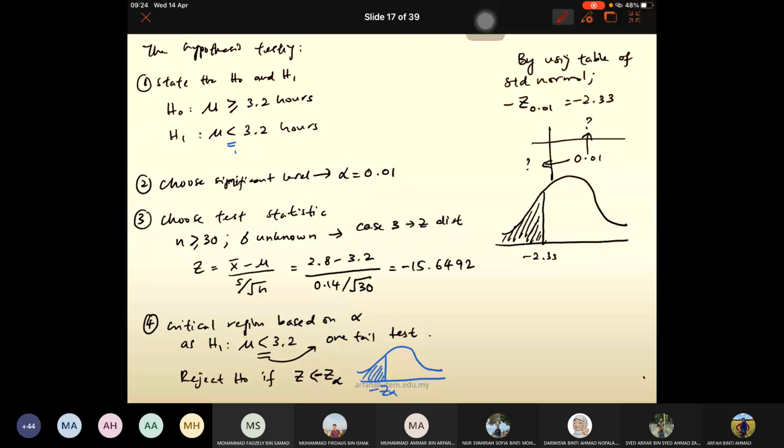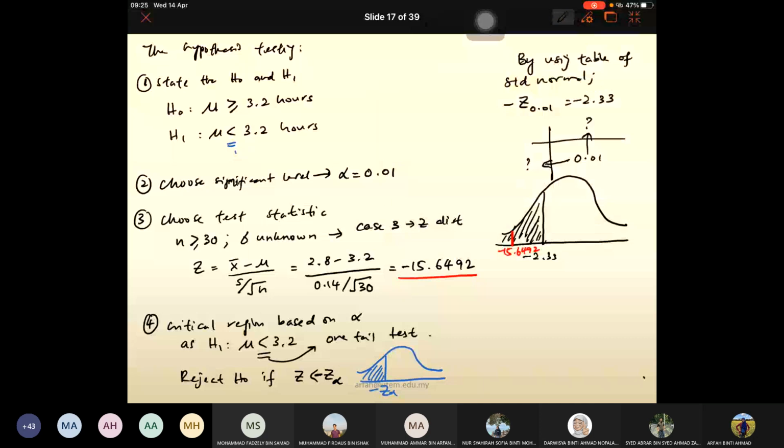Test statistik awak adalah negatif 15. Okay. Negatif 15, so dia akan masuk dekat mana? Dekat dalam kawasan berlorek atau yang tak saya lorek? Tak berlorek, salah. Negatif 2.33 dekat sini. So negatif 15 must be somewhere. Negatif 15.6492 mesti yang lebih kecil daripada negatif 2.33.